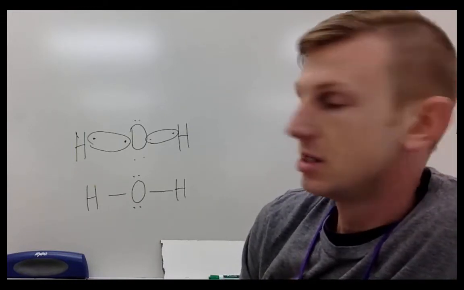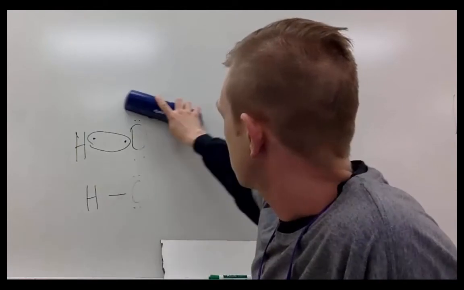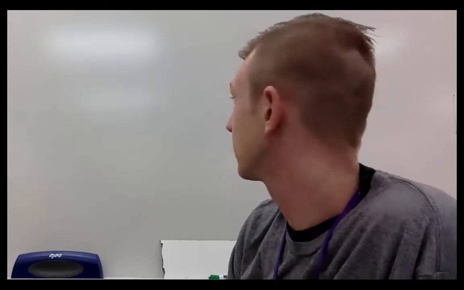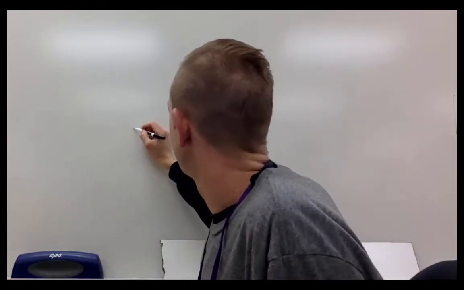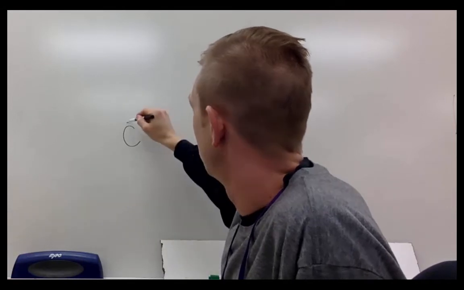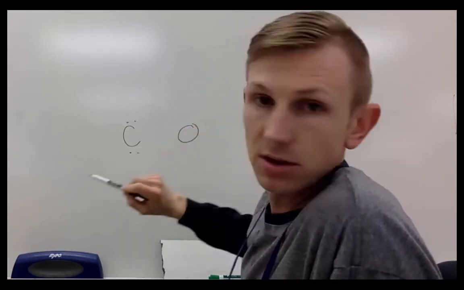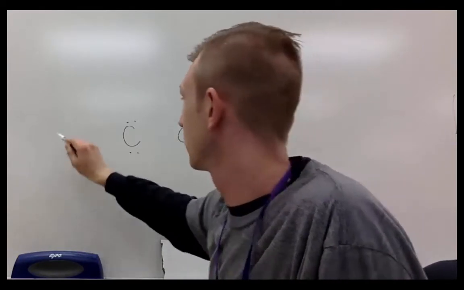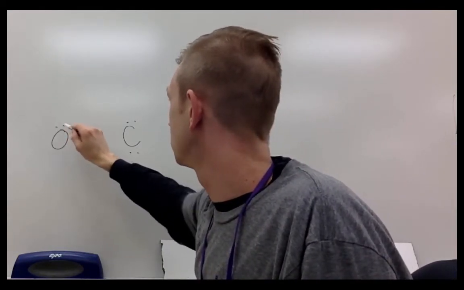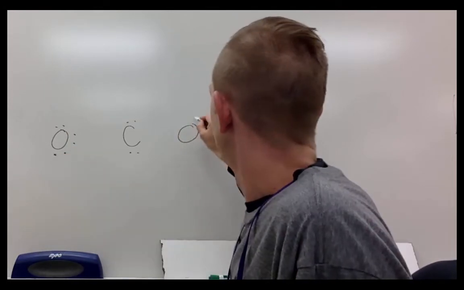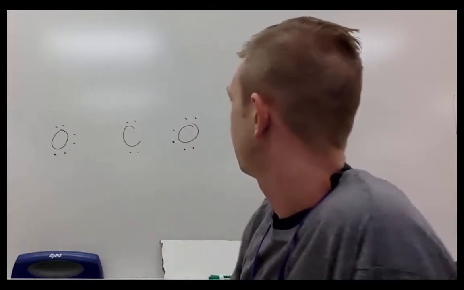Now you get into some more complex situations sometimes, because sometimes one bond between two elements just isn't going to cut it. So we're going to look at a different one you guys might be familiar with, which is carbon dioxide. Here's our carbon, 1, 2, 3, 4. Here's our oxygens. Remember, carbon dioxide is CO2, so we're going to have 2 oxygens. 1, 2, 3, 4, 5, 6. 1, 2, 3, 4, 5, 6.